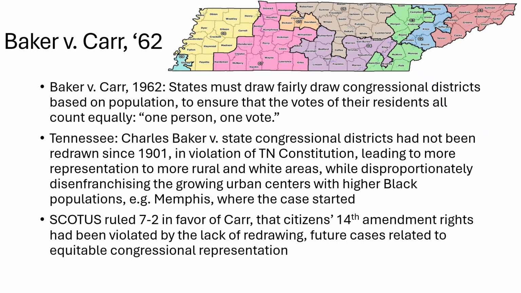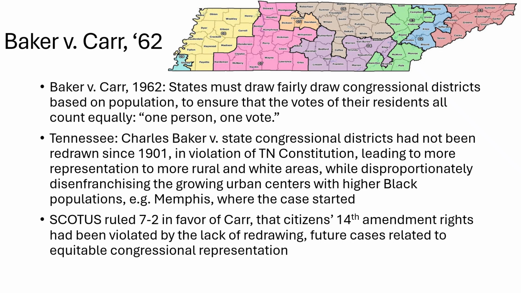The next case we'll talk about is Baker v. Carr, 1962, which is actually somewhat related to the American Civil Rights Movement. The case decided that states must draw fair congressional districts based on population to ensure that the votes of their residents all count equally. One person, one vote is the language that is going to be used.